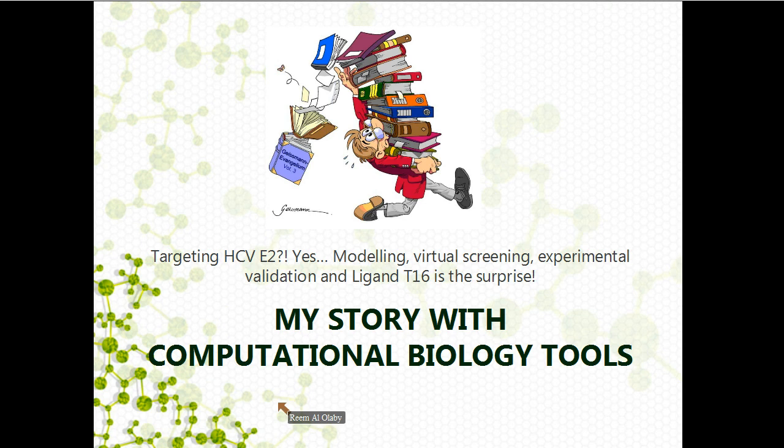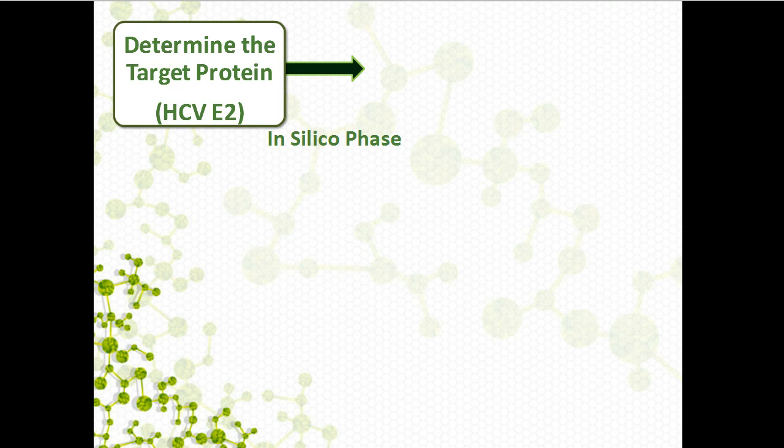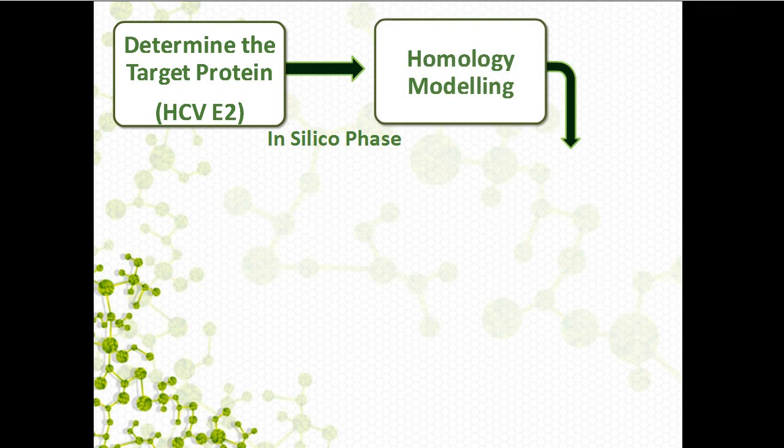Okay, so now it's time to tell you my story with the computational biology tools, and how they were of great help throughout my postgraduate studies. I started the in silico phase, and I determined the target protein, which was the hepatitis C virus envelope glycoprotein. And then we did a homology model based on certain templates.